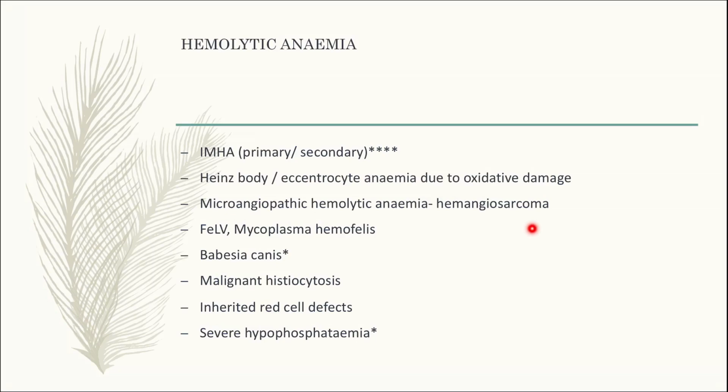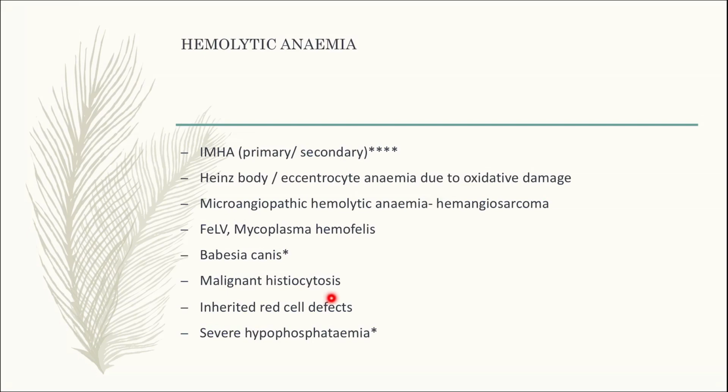And there is another type of anemia which you can also call a paraneoplastic hemolytic anemia, which is called microangiopathic hemolytic anemia, which happens commonly due to hemangiosarcoma, where the blood vessels are not smooth, they are rough. So what happens is, when the RBCs are passing through the blood vessels, they get ruptured, mechanical trauma happens, and that is going to cause hemolytic anemia.